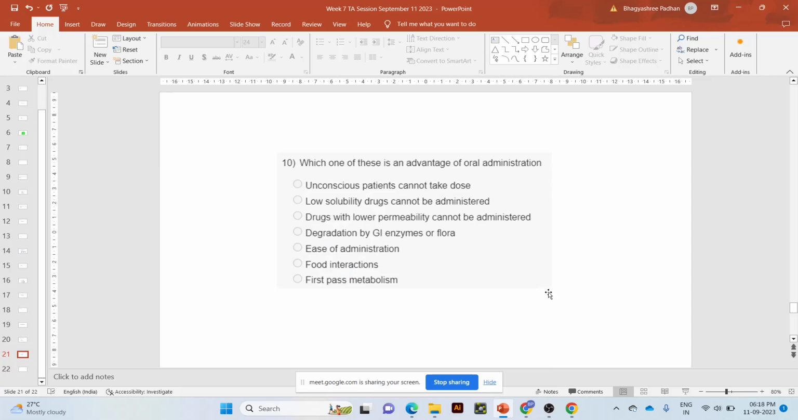Next question: which one of these is an advantage of oral administration? Unconscious patients cannot take dose. Low solubility of drug cannot be administered. Drugs with lower permeability cannot be administered. Degradation by GI enzymes or flora. Ease of administration. Food interactions. First pass metabolism.